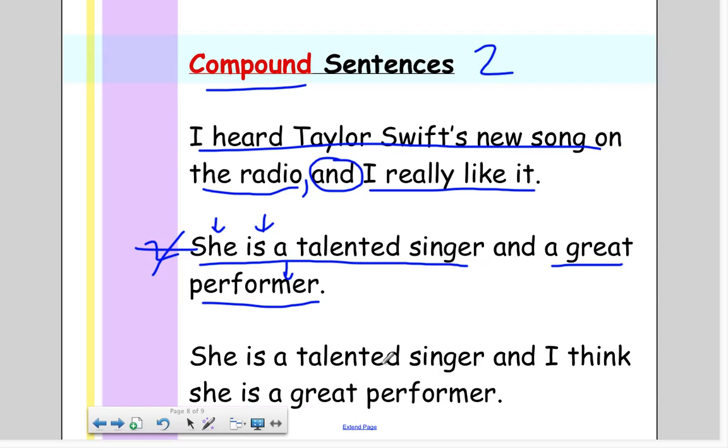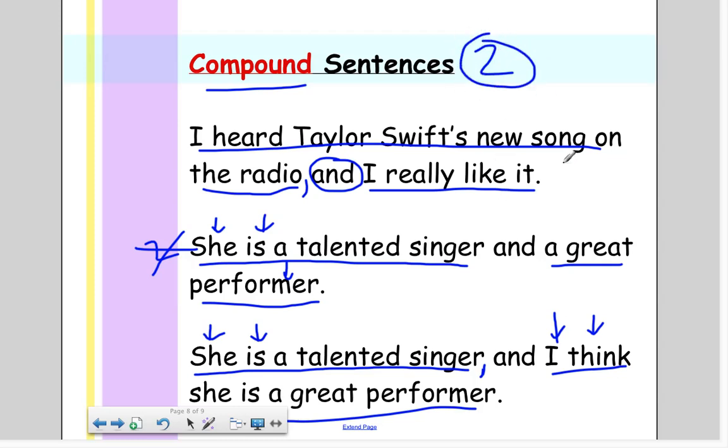Let's see if the next one is two complete sentences. "She is a talented singer, and I think she is a great performer." Could "she is a talented singer" be by itself? Yeah, we have subject, predicate. "I think she is a great performer." Is that a complete sentence? Yes. "I" is our subject, "think" is our predicate. So we need a comma. And where do we put the comma? Right before the conjunction. So again, you only need commas when you have two complete sentences. You have to have a subject and a predicate for it to be a complete sentence.